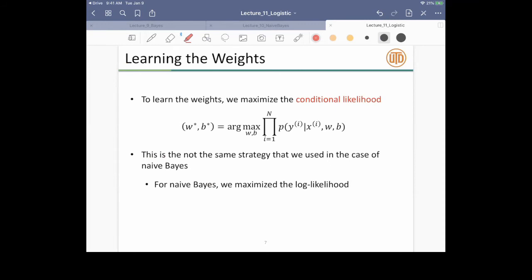Okay. So the learning problem, right? What's the learning problem? The learning problem is exactly the conditional likelihood. This is actually called maximum conditional likelihood estimation. You can loosely still call it maximum likelihood estimation, but what we are maximizing here is not the joint distribution between y comma x, but the conditional distribution p of y given x comma w comma b. So this is one important difference.